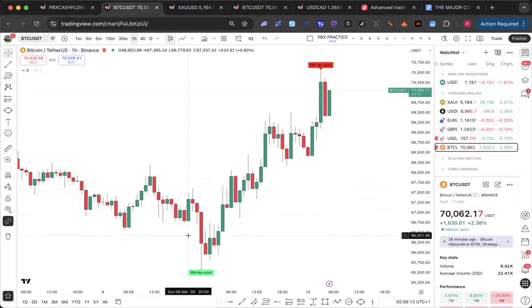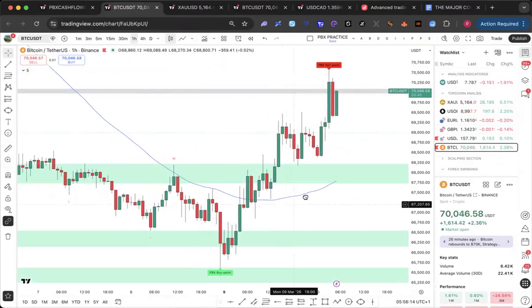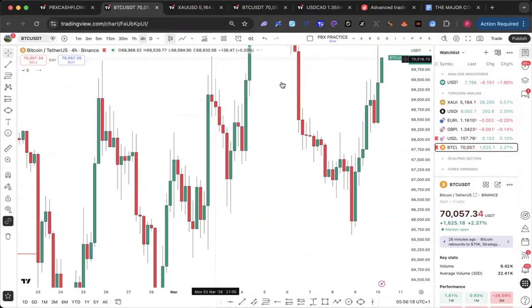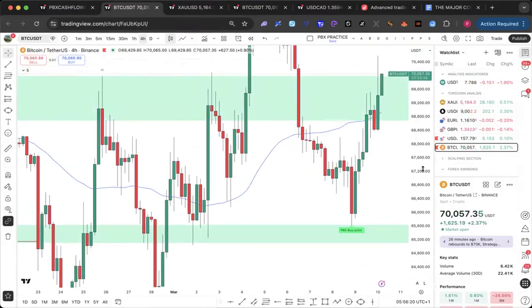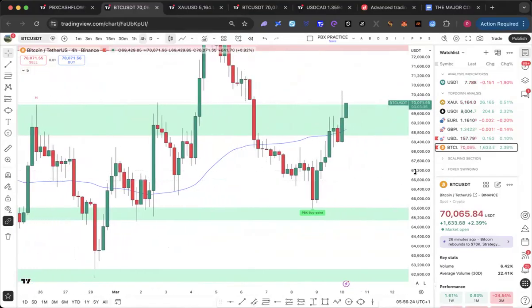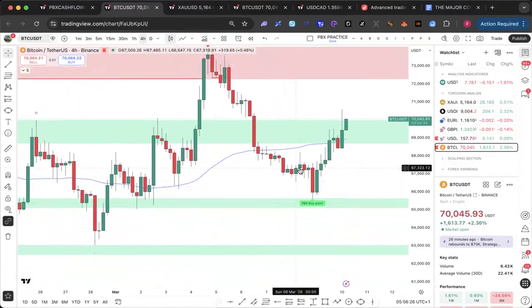Now look at Bitcoin. Massive, massive, massive. Look at Bitcoin. For 1 hour, let's look at it on 4 hours. Okay, 4 hours. I told you 4 hour signal is the most powerful signal. Look at it. When it did that, look at the candle that gave it.